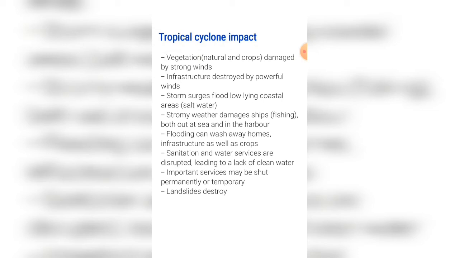And remember, if the tropical cyclone occurs in an area that is very poor, they might not have the money to rebuild these services. So that's why they could be shut permanently. And as the heavy rain falls, the land becomes more saturated, so landslides occur more often. And remember, landslides destroy everything in their path. This could be infrastructure, housing, or crops.